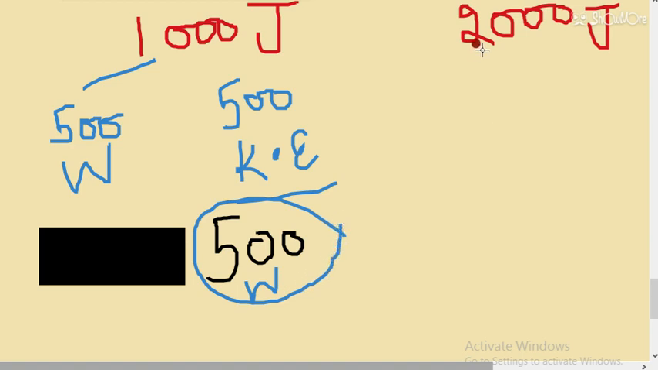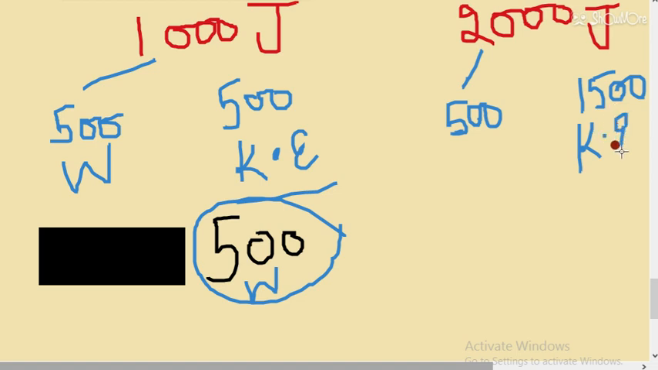Now see the second case. In this second case, 500 will be the work function energy that is used, and 1500 is left. So 1500 joules will be the kinetic energy.